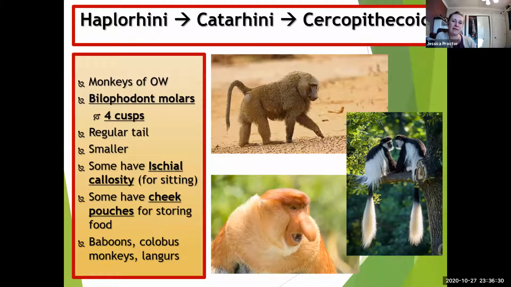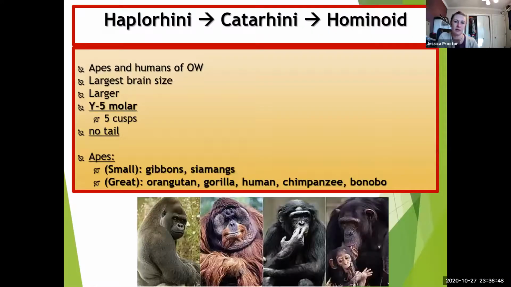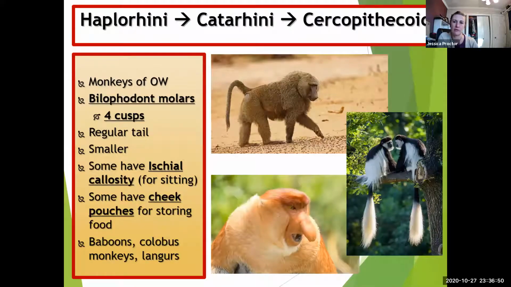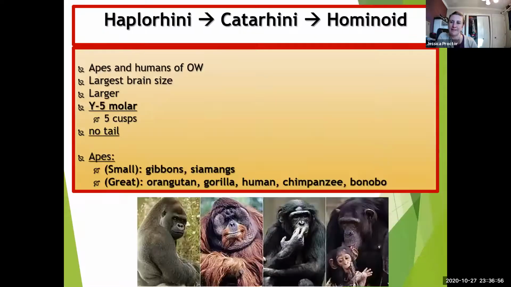So some examples of monkeys that fit underneath Old World, underneath Cercopithecoids, are all of the baboons. So there's many species of baboons. There's olive baboons, Hamadryas baboons, gelada baboons, mandrills, colobus monkeys, and langurs that fit underneath the Old World monkeys. All right, do you guys have questions about Old World monkeys before I move on to hominoids? You guys are good? Okay.